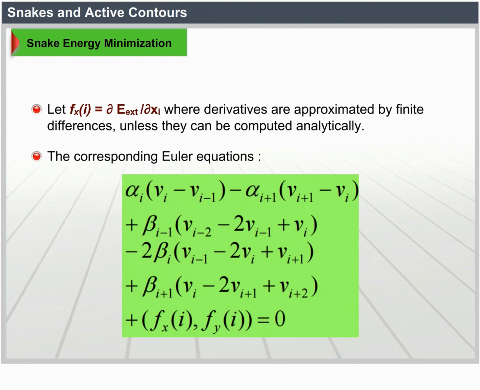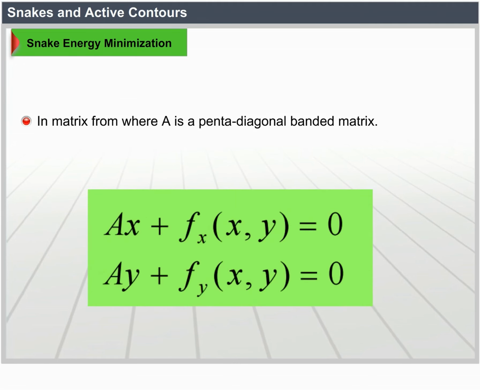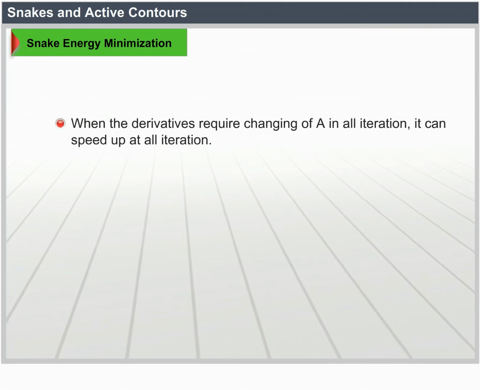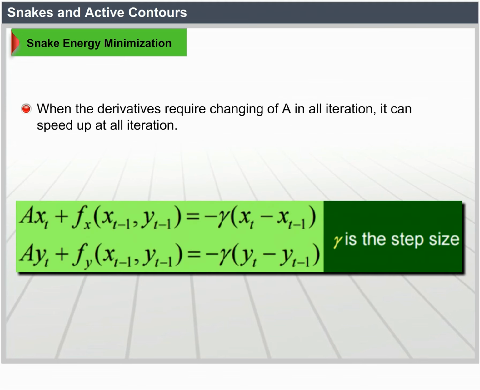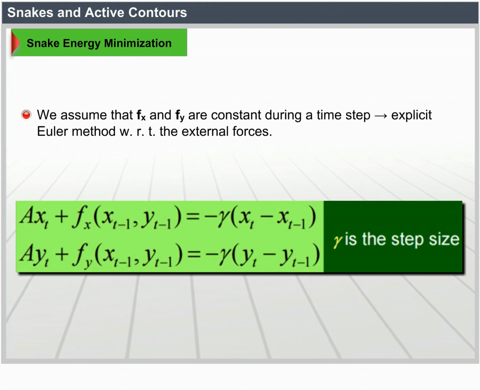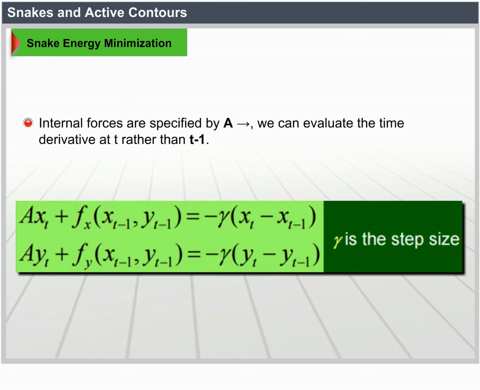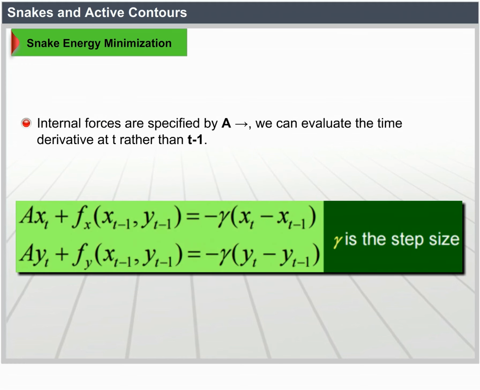In matrix form, A is a pentadiagonal banded matrix. Taking into account the derivatives requires changing A at each iteration. To speed up each iteration, we assume that fx and fy are constant during a time step. Then we use the explicit Euler method with respect to the external forces. Internal forces are specified by A. We can evaluate the time derivative at t rather than at t minus 1.